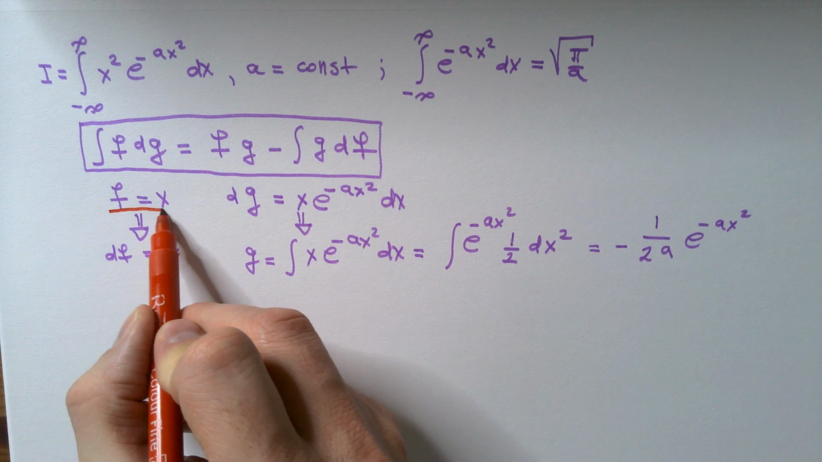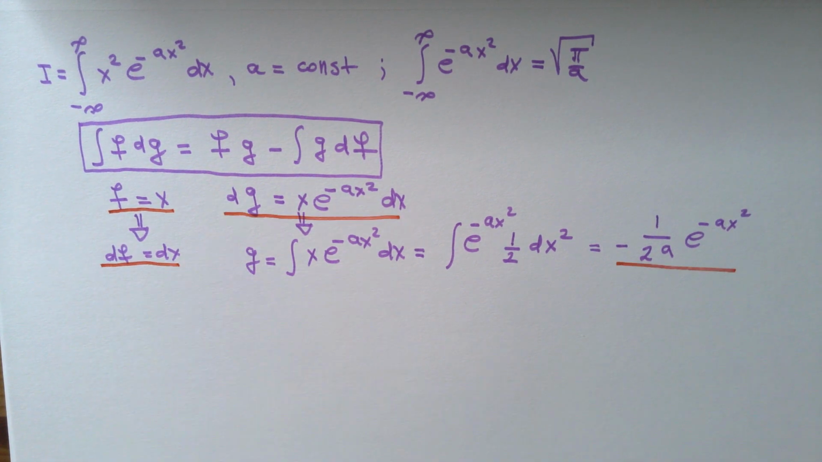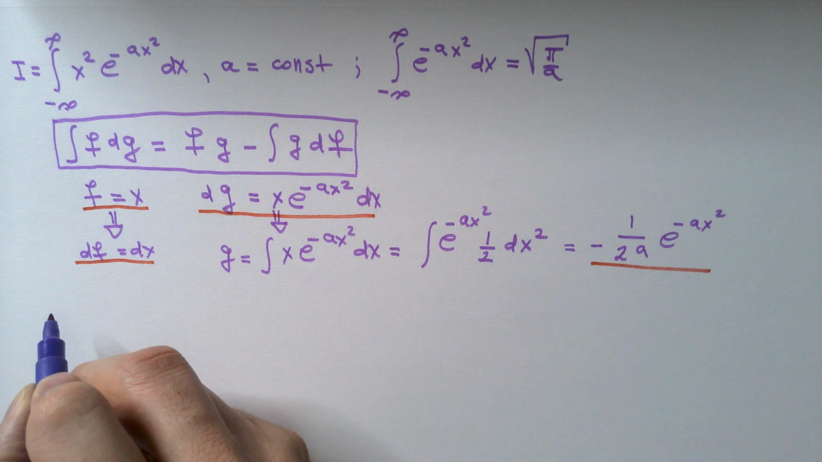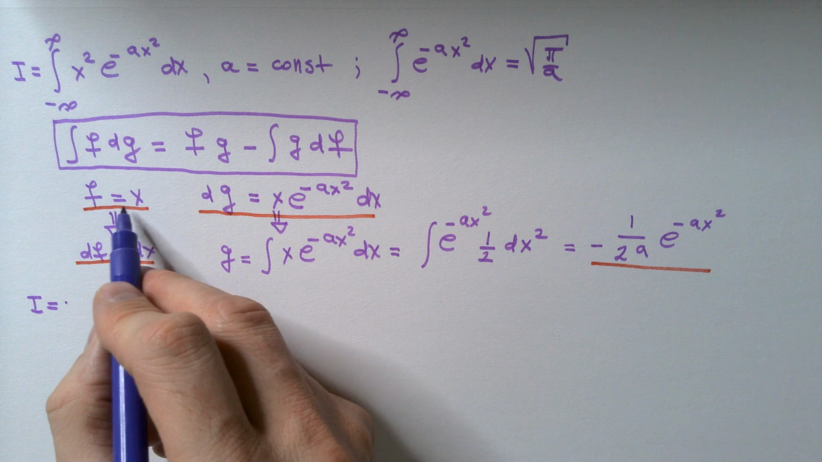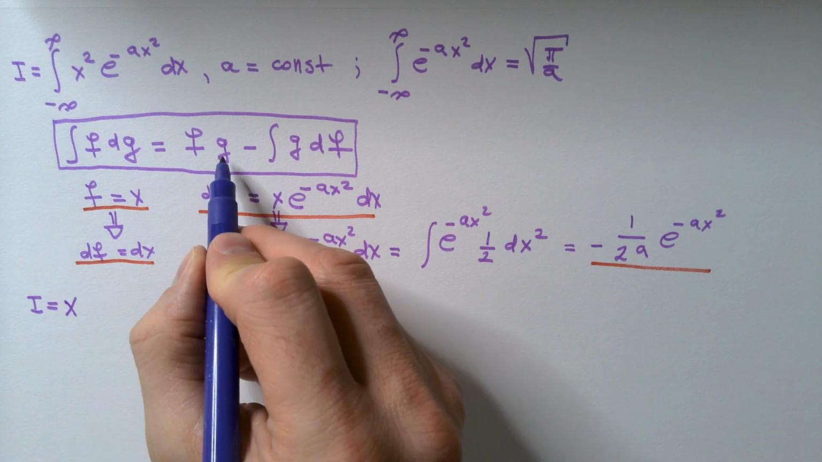So now we have our f function, df function, dg function, and our g function, which means we can go back to our formula for integration by parts and write that our integral I is equal to f, and f is x.